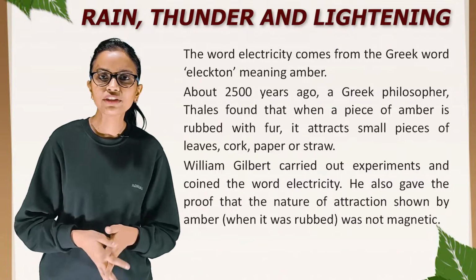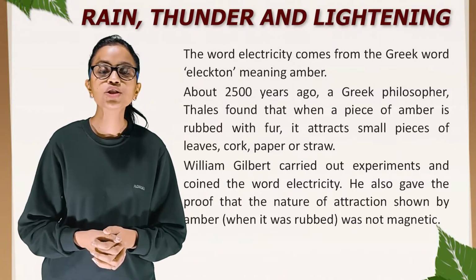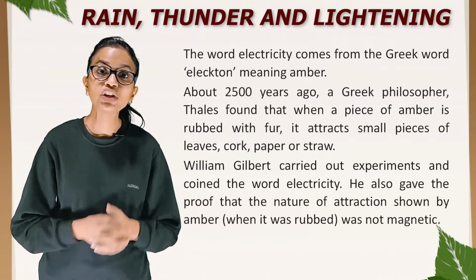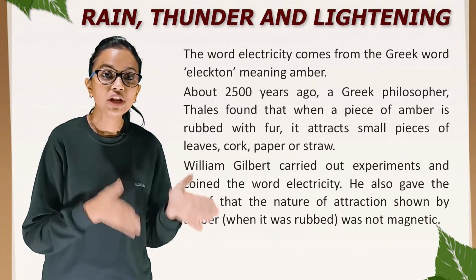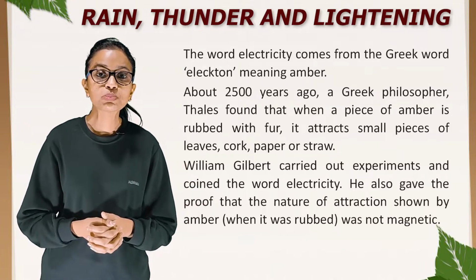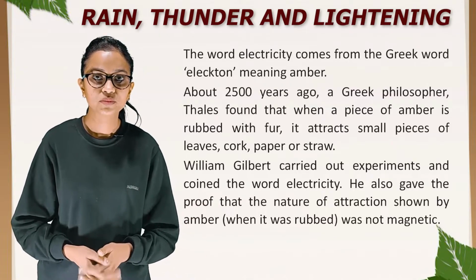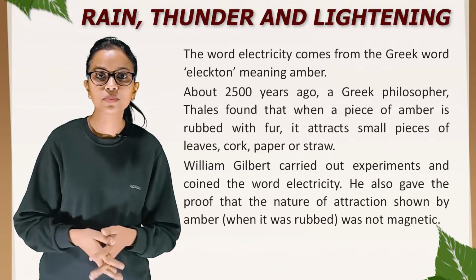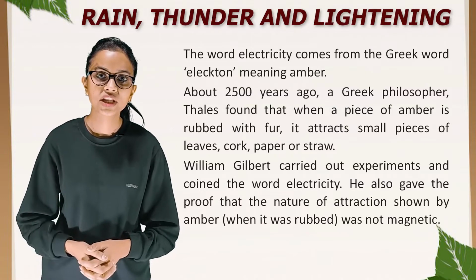About 2500 years ago, a Greek philosopher Thales found that when a piece of amber is rubbed with fur, it attracts small pieces of leaves, cork, paper or straw. William Gilbert carried out experiments and coined the word electricity. He also gave the proof that the nature of attraction shown by amber when it was rubbed was not magnetic.